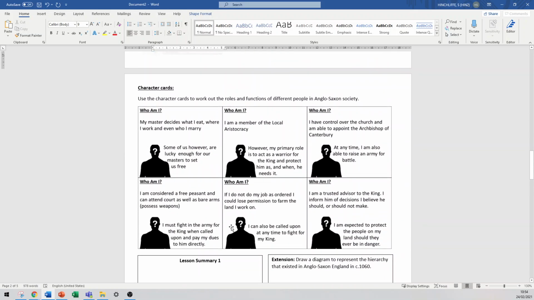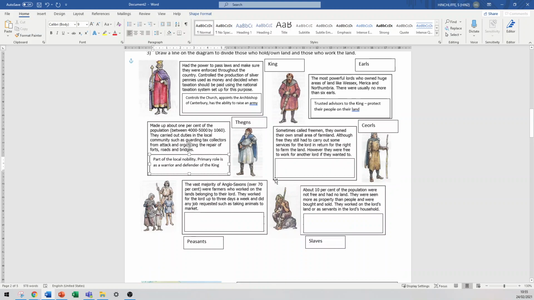The Earls, okay, so they're free. Let's have a look. So free, yeah, we know they're free peasants. They can attend courts. They must fight for the king as well. So free man. Can go to a court. Expect to fight for the king. They can bear weapons and arms.